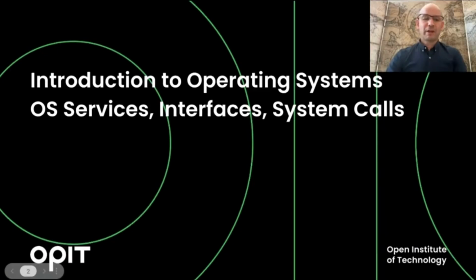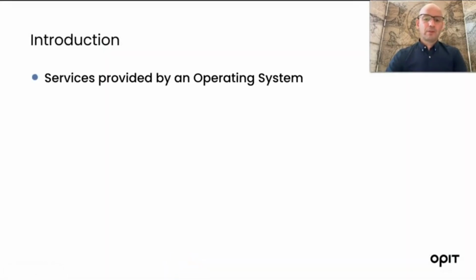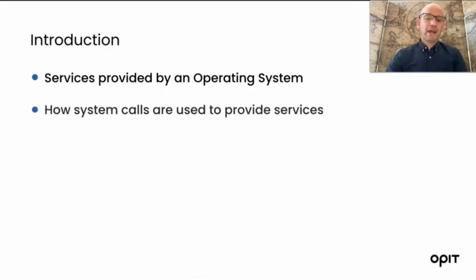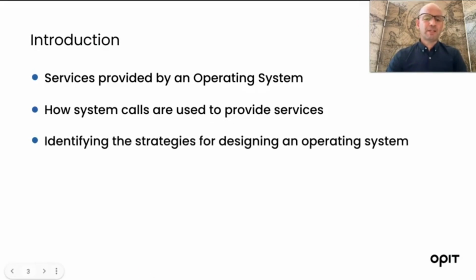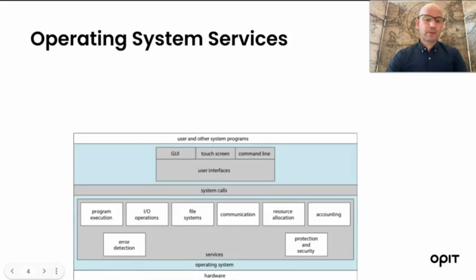In this session, we're going to look at operating system services. We're going to look at interfaces, and we'll talk a little bit more about system calls. So first off, we'll look at the services provided by an operating system and how system calls are used to actually provide those services. And then we'll be able to identify some of the strategies for designing an operating system. And then lastly, a little bit more detail about system calls.